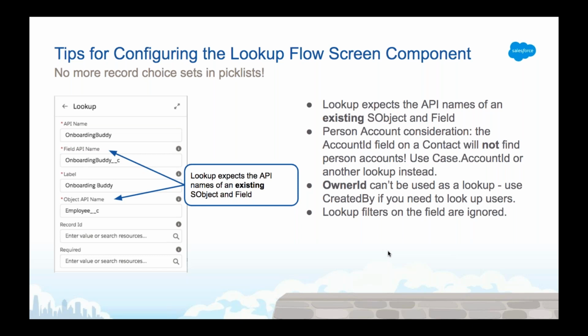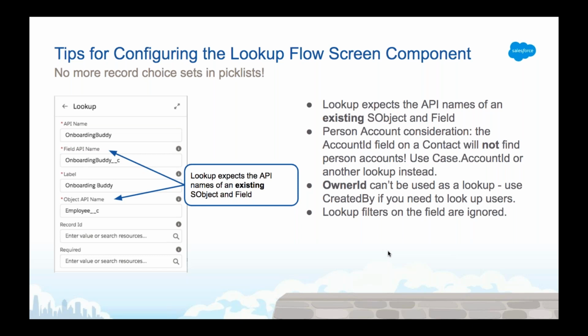Similarly, owner ID can't be used as a lookup, and the reason for that is if you've ever created a formula, you might recall that owner is often what we call a polymorphic field. It can be either a user or a queue, and the lookup component doesn't really know how to deal with that. So if you really want to get a list of users, then you can just use the created by field on pretty much any object that you have.